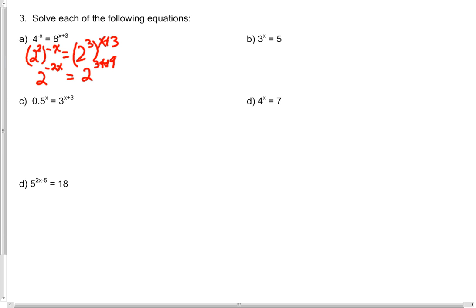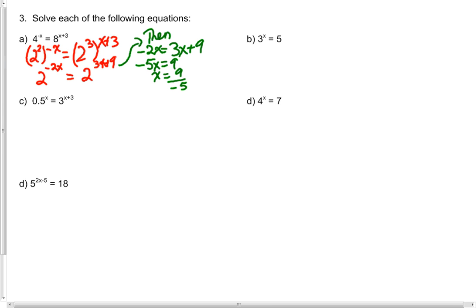I'm using basically the distributive law. If I have two powers that are equal and the bases are the same, therefore the exponents would have to be the same. Then minus 2x is equal to 3x plus 9 to make that equation true. I am going to subtract 3x from both sides. I have an answer of x equals minus 9 over 5.